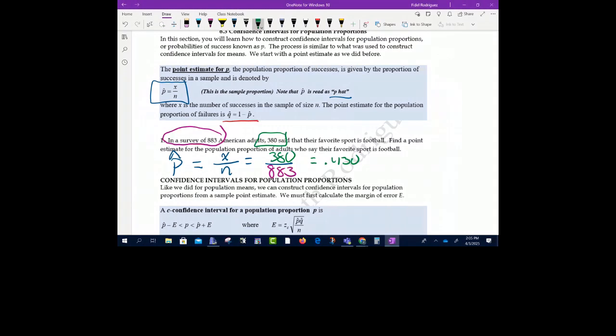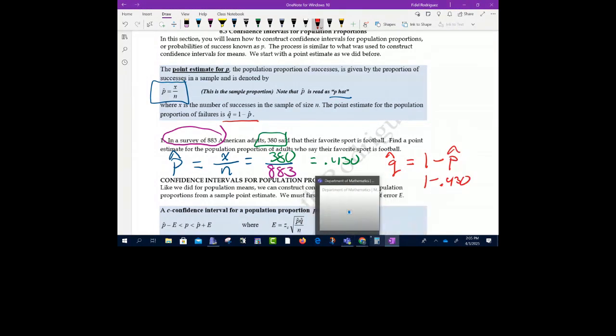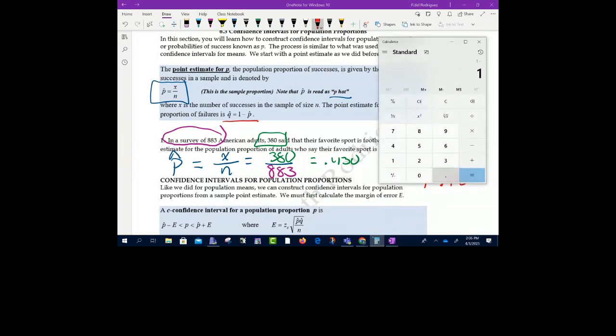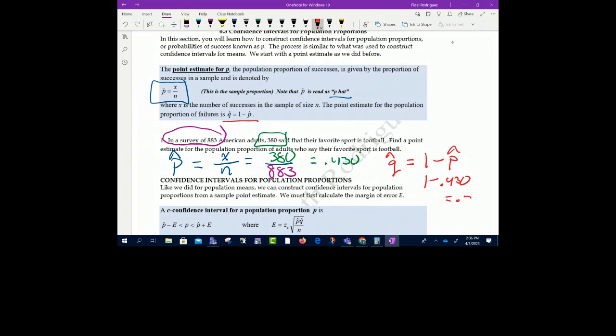Now, I know it's not necessarily part of the question right now, but we're going to use it in a minute. So I'd like for us to find Q hat. Q hat is going to be the people who did not select football, okay? There are a couple of ways we can do it. The easiest way to find Q hat is just to take 1 minus P hat. So 1 minus 0.430, and I'm coming up with 0.570. That's the easiest way you can do it.